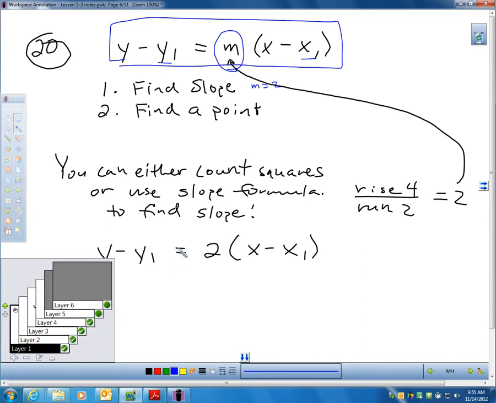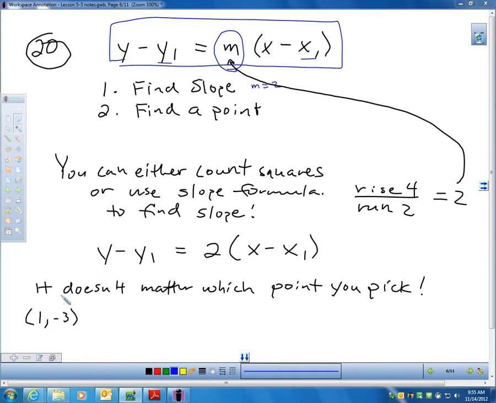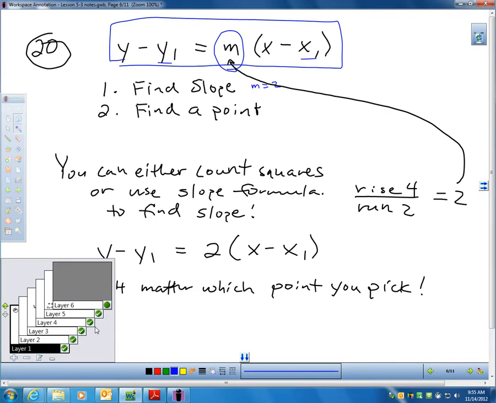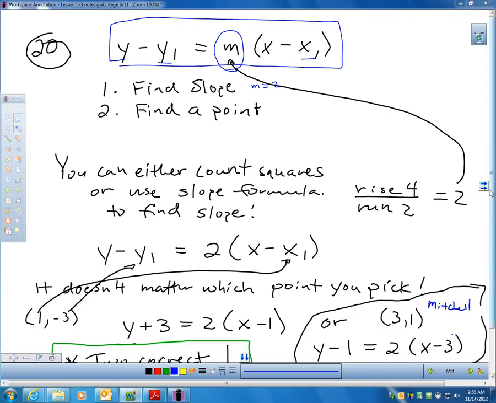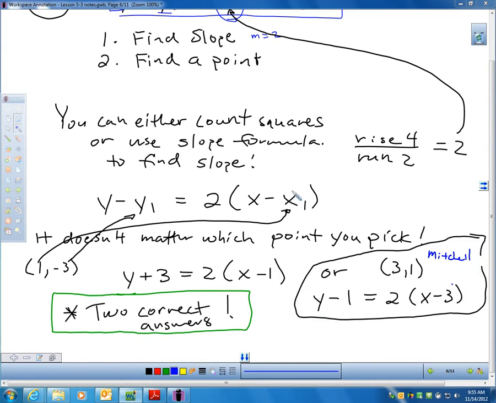Okay, and so I can write 2 in for slope. And now I need a point. Well, actually, they give me 2 points. It doesn't matter what point you pick. So I guess I'll just pick the point 1, -3. So when I plug in 1 for x sub 1 and -3 for y sub 1, remember, y minus -3 is y plus 3. And I can plug in 1 for x sub 1. I get 2 parentheses x minus 1. This is a correct response. I'll just circle it in blue.